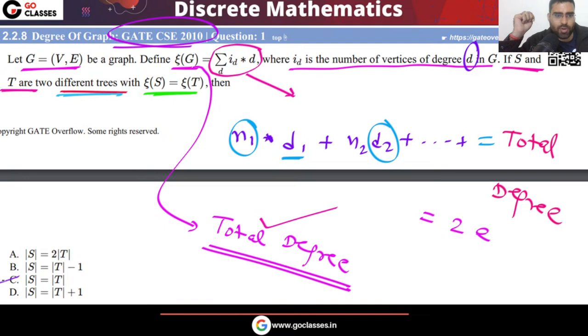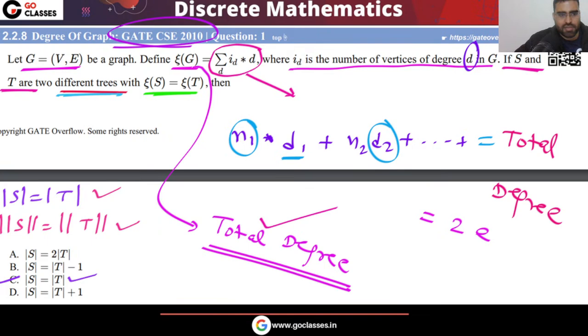But remember, this is also correct. This means the number of vertices will be the same, and the size, the number of edges, also will be the same. Okay, this is also correct. Is this clear? Is this question clear to everyone?